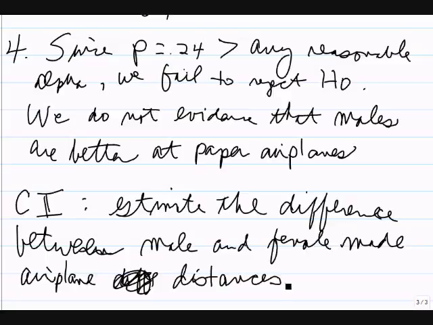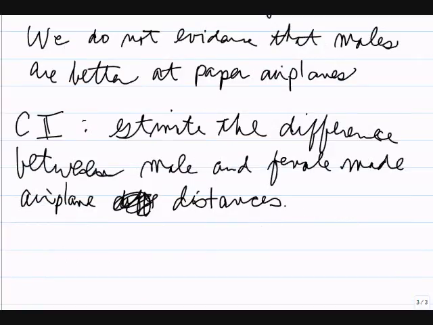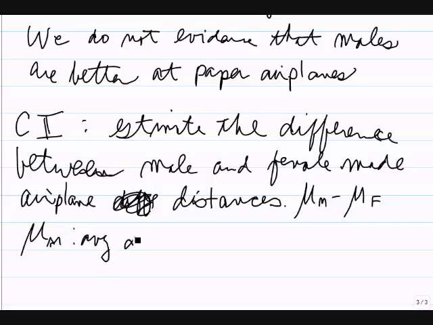Okay, and I should say at this point which direction I would like to find the difference in. You could do males minus females or females minus males. So let's do, since we were thinking that males were making better airplanes, the mean of the males minus the mean of the females, where mu sub m is the average distance of male-made planes, just like before.